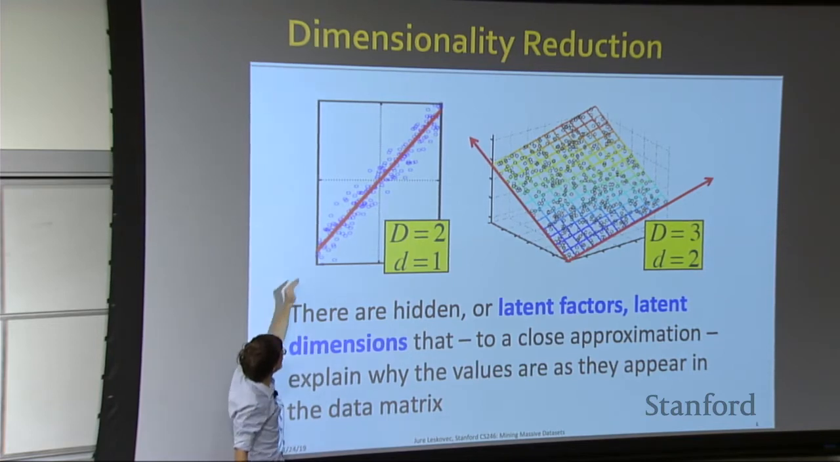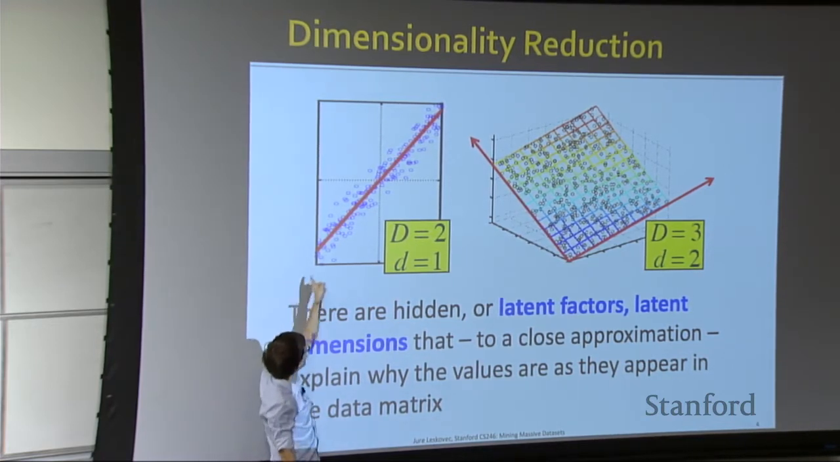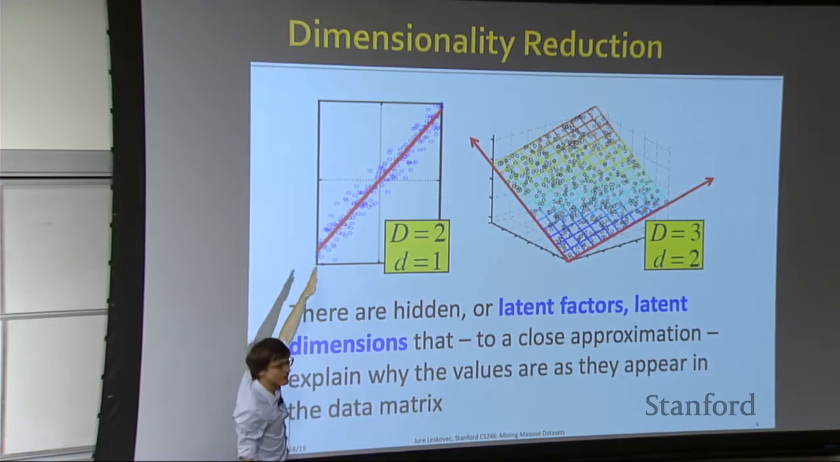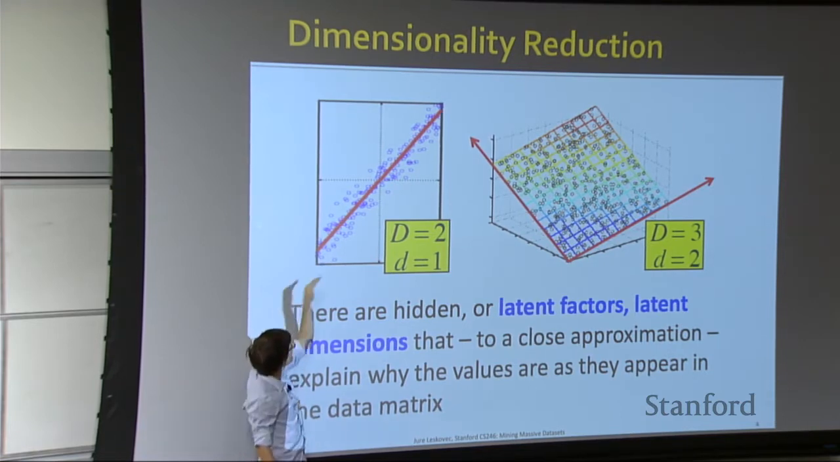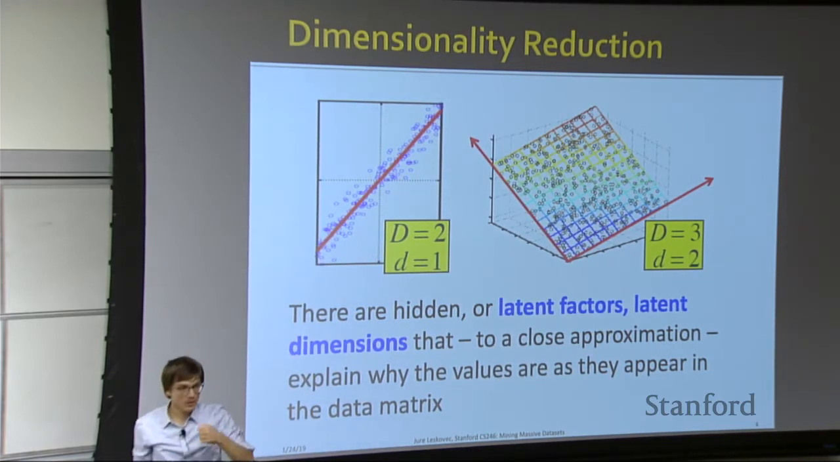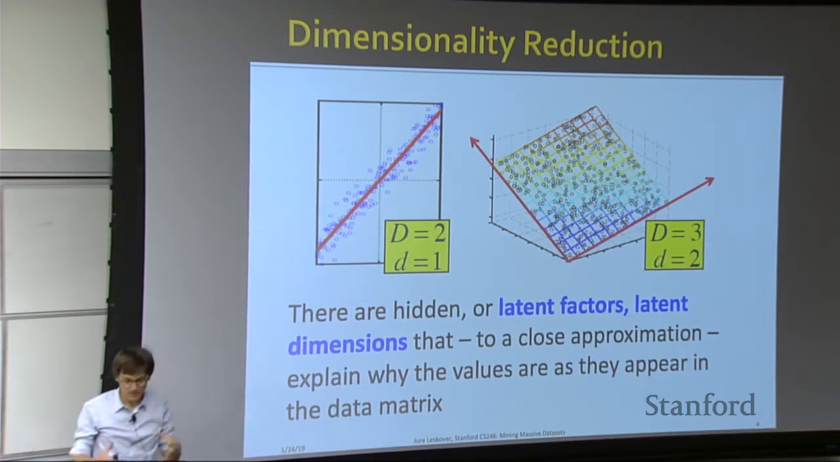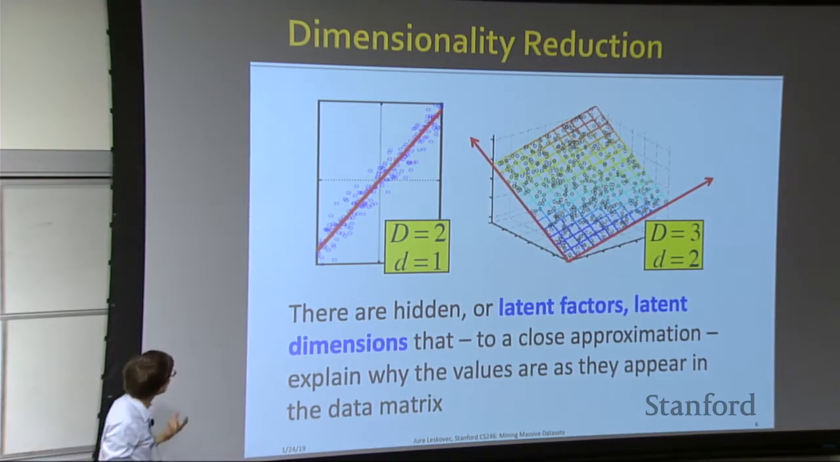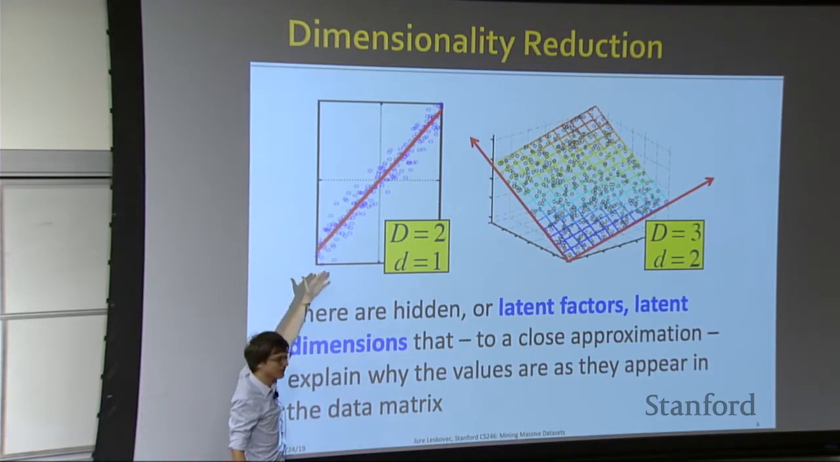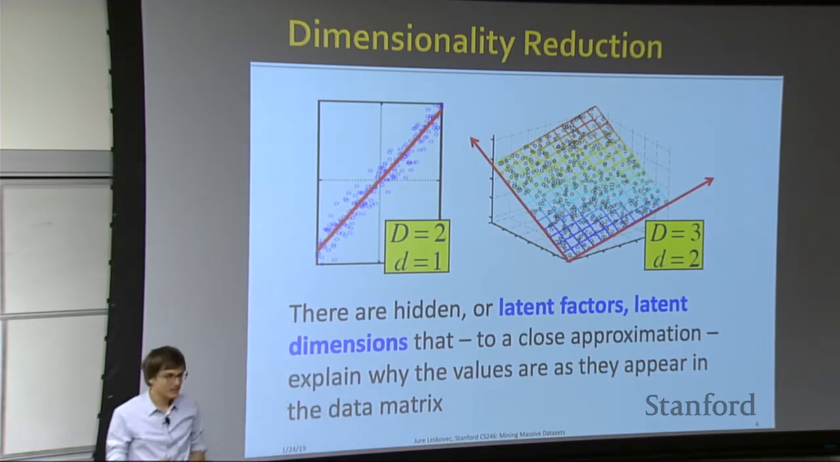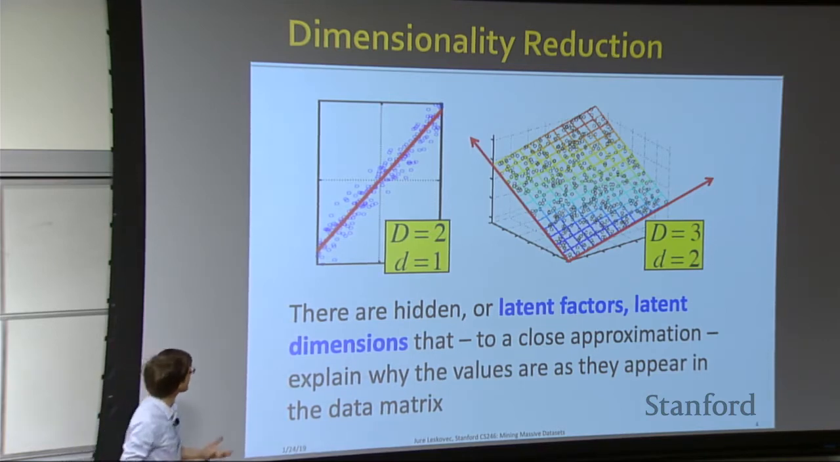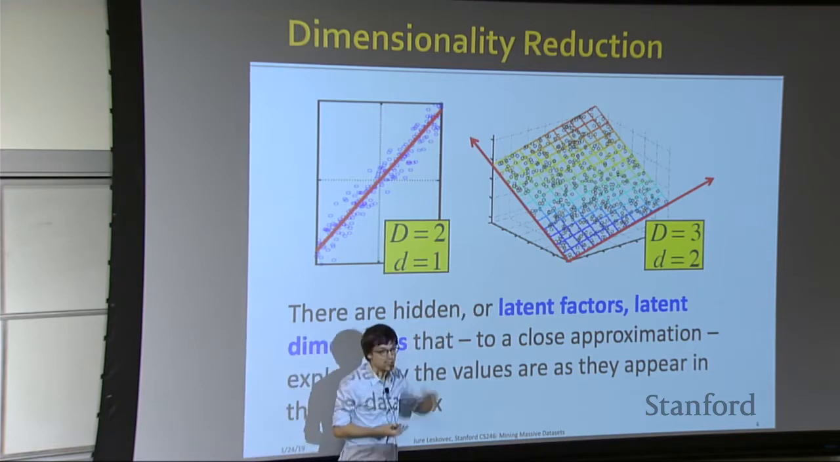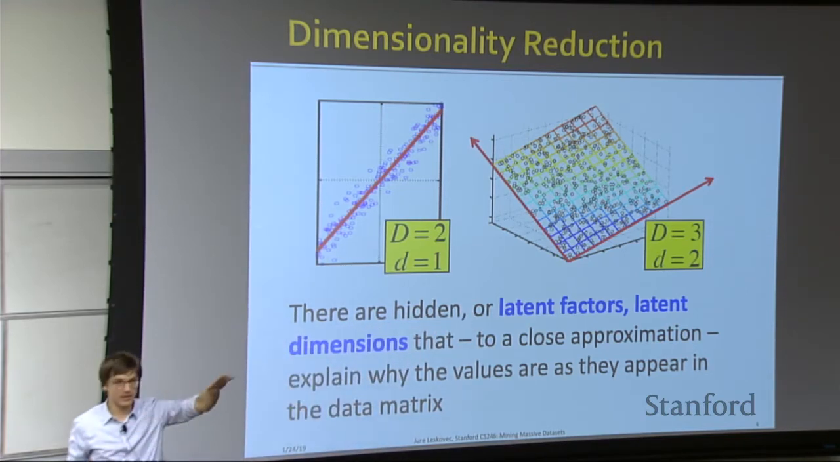Or in this case, if I know the line, all I have to say is how far along the line a point is. Of course, I will get a bit of error because dots don't perfectly sit on the line. But I can just say how far along the line you are to determine the position of the point, and this way reduce dimensionality. And these latent dimensions of the data are called latent factors or latent dimensions. These are the intrinsic dimensions of the data that the coordinates themselves don't reveal. And our goal is to identify these dimensions in which the data really is positioned.